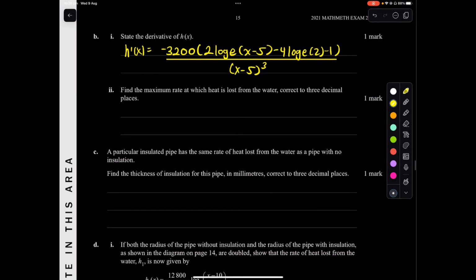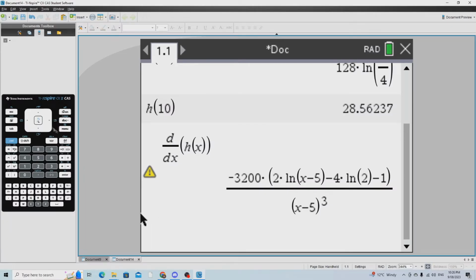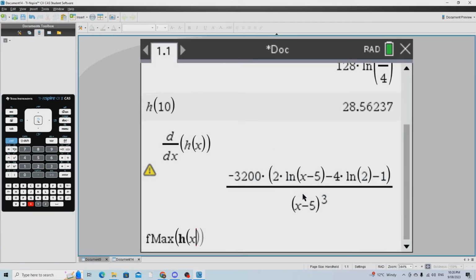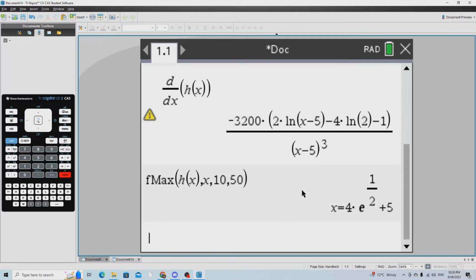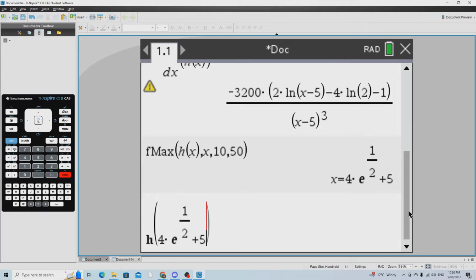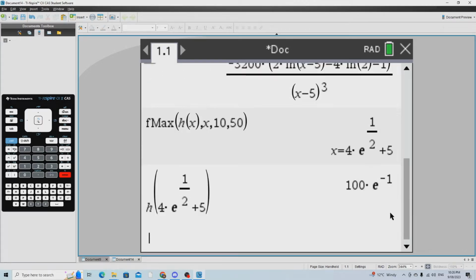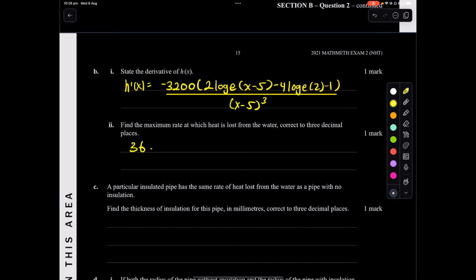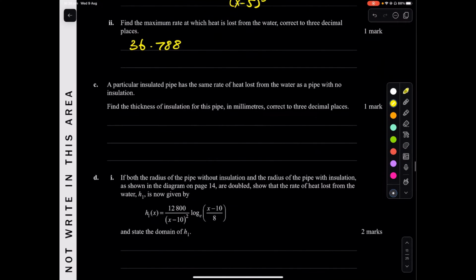So maximum rate, this is easy. So it's only 1 mark. So I'm just going to go on menu, and I'm going to go on calculus, maximum, h of x, comma x, given that we know it's from 10 to 50. Okay, we have this. So now we shove this value into the function. It gives us this. To 3 decimal places, that's 36.788.